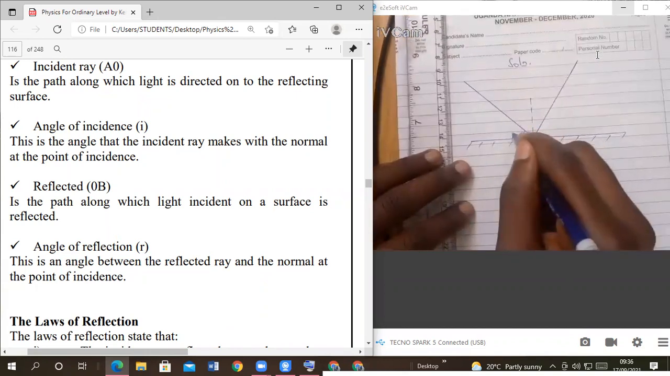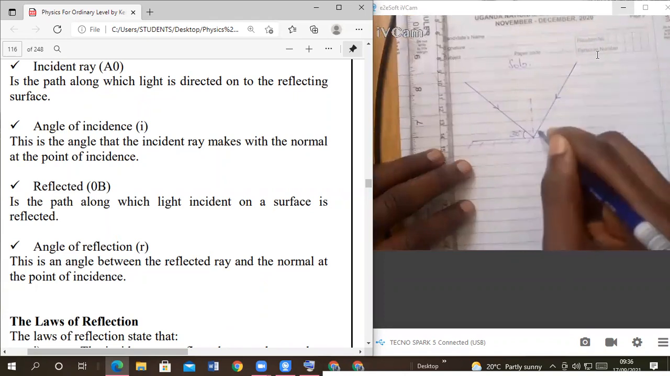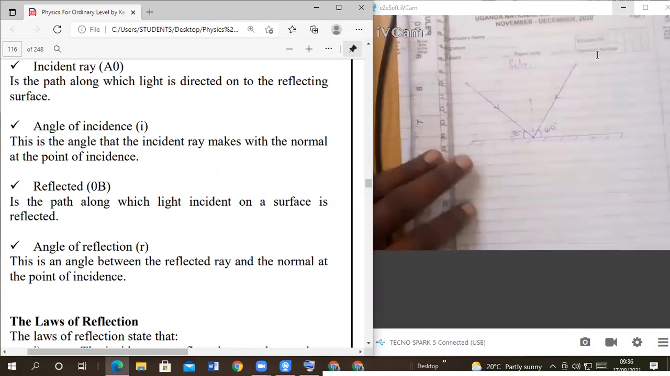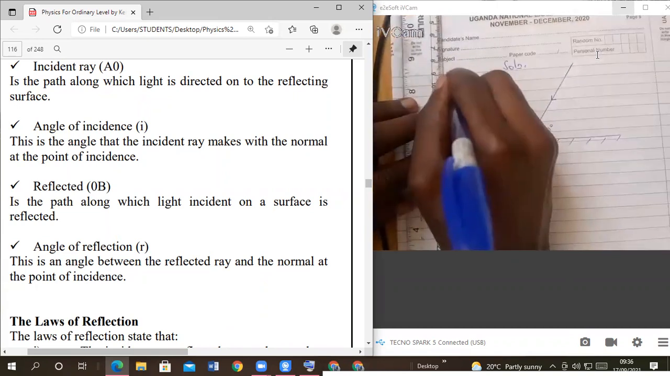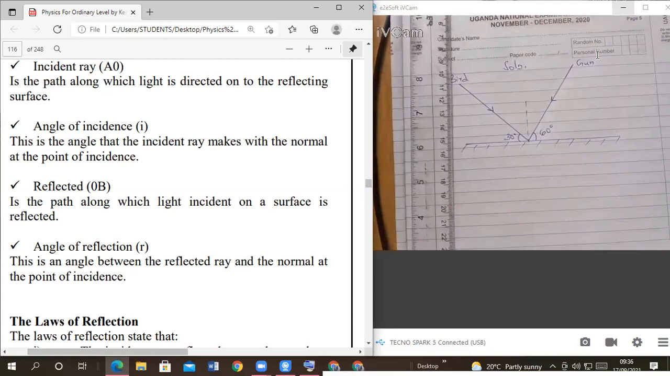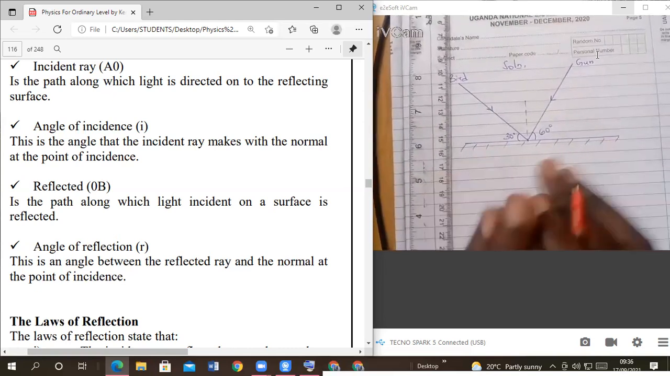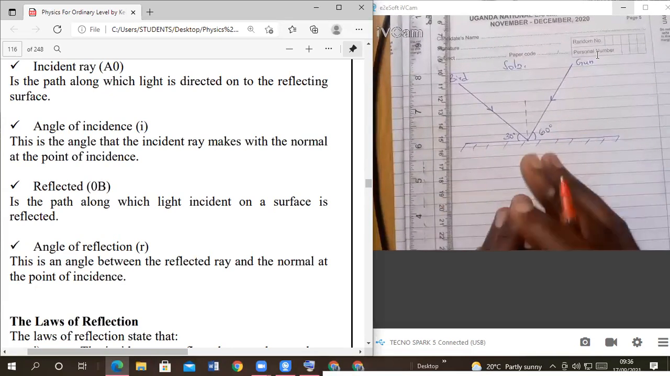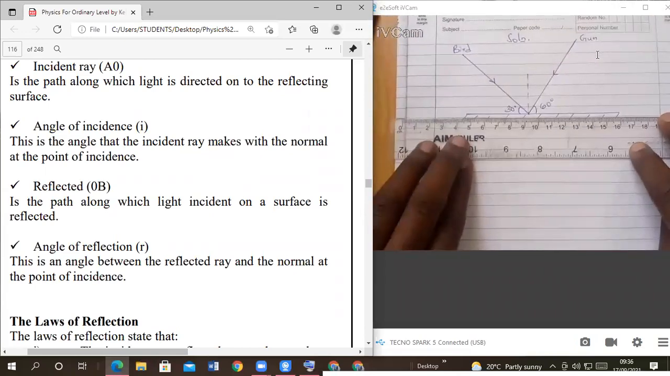So this angle is what? 30. Then this angle is what? 60. So this is the bird. Then this is the gun. Now they want us to rotate the mirror. They want us to rotate the reflector in such a way that, members, if this is the reflector, how should we rotate it?